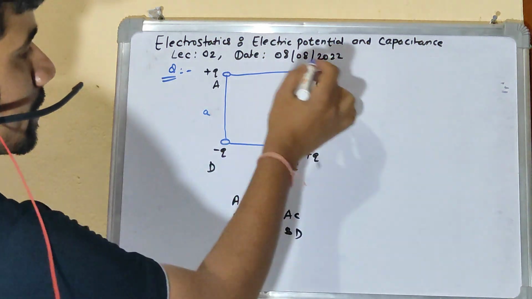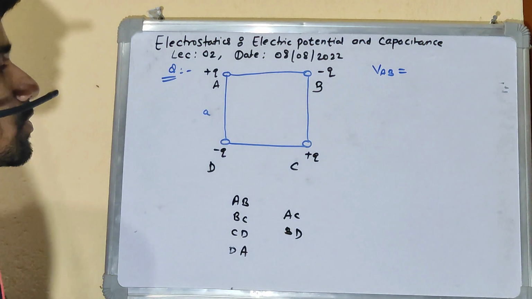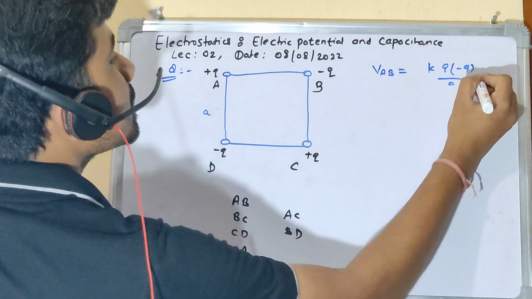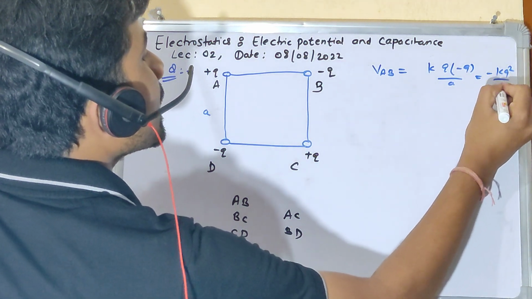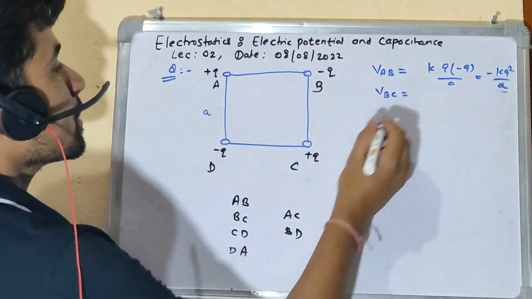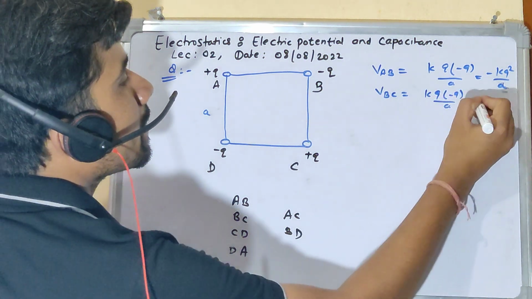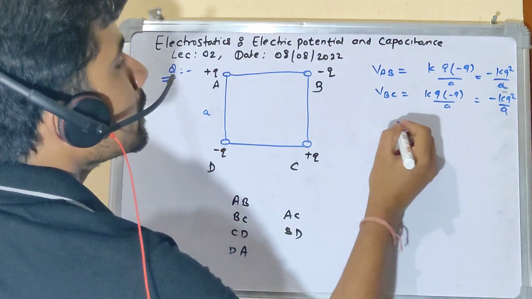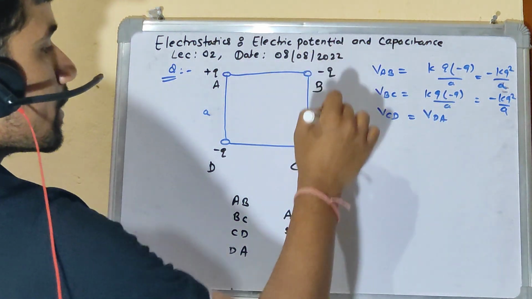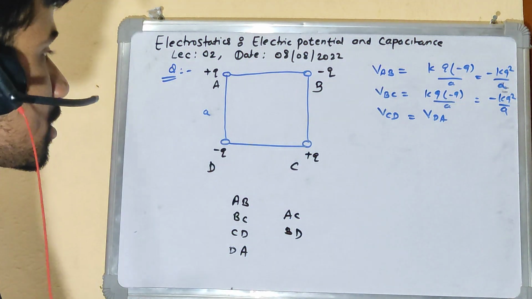So the potential energy because of this system, VAB. VAB will be what? The distance is a. So KQ times minus Q by a, which is nothing but minus KQ square by a. This is VAB. What about VBC? VBC has a similar set of charges, so it is again the same, minus KQ square by a, which is also the same as VCD and also the same as VDA. So all four combinations along the sides of the square give me the same potential energy.